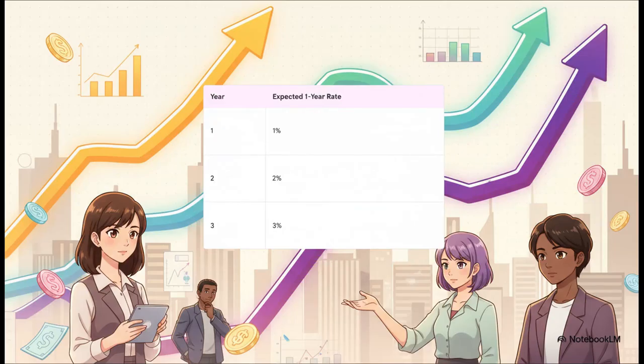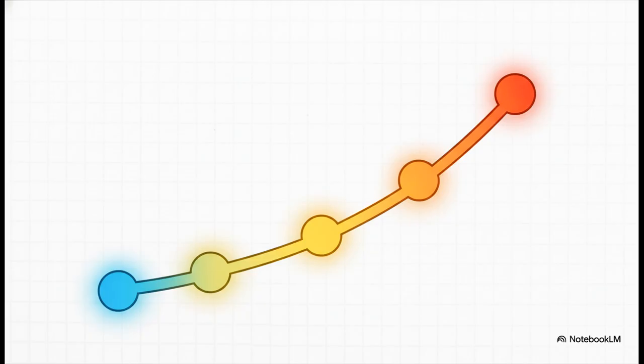So maybe today the one-year rate is, let's say, 1%. But the market expects it to be 2% next year, and then 3% the year after that. You can see the clear upward trend in their expectations. So what's the average of 1, 2, and 3%? Well, it's 2%, right? That means the 3-year rate today would be 2%, which is higher than the current 1-year rate of 1%. And just like that, expectations of rising rates create a normal, upward sloping yield curve. The long-term average gets pulled up by those higher future rates.